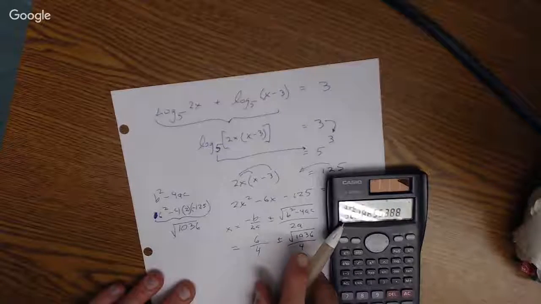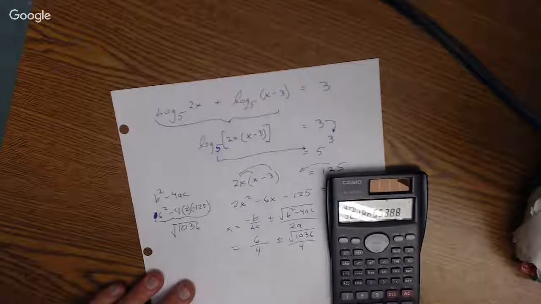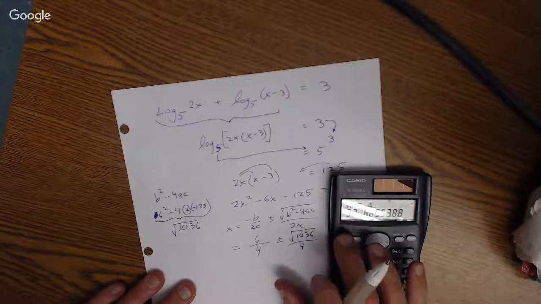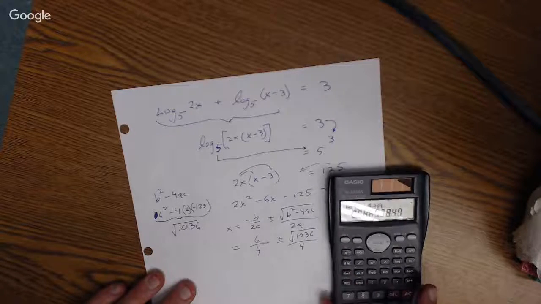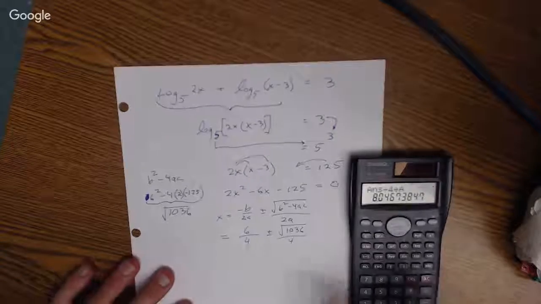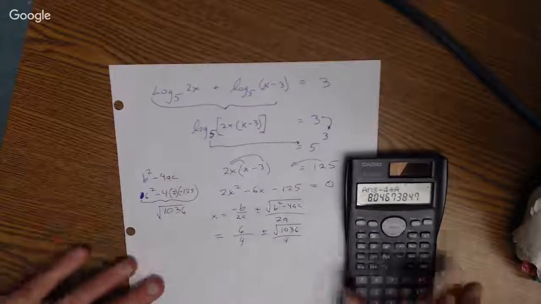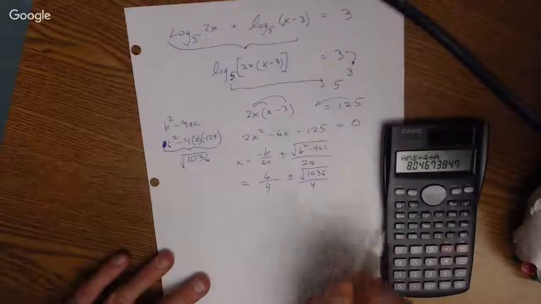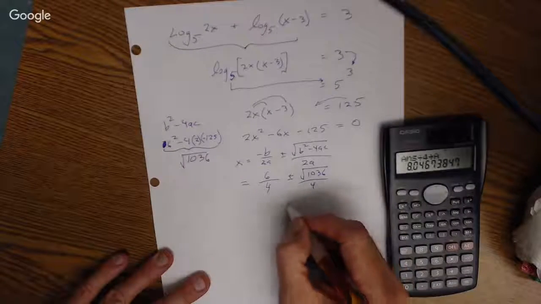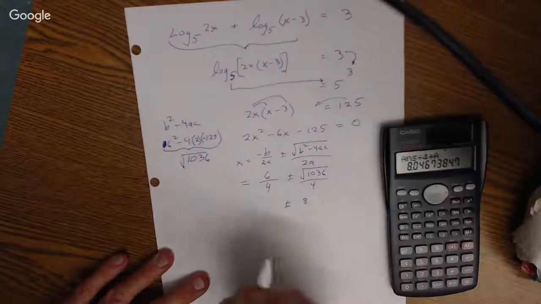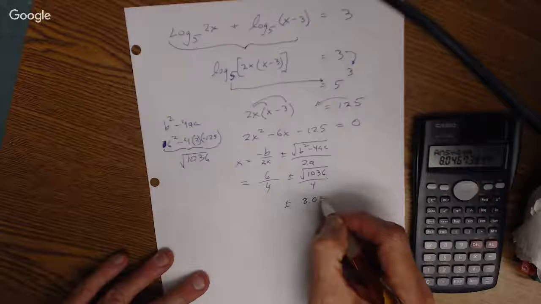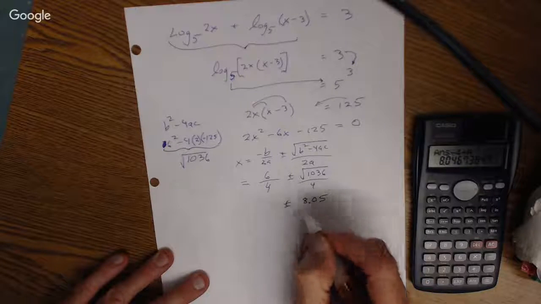So I took the square root of 1,036, and it's 32.18. I'm going to divide it by 4. I'm going to put it in memory, so I'll have it exactly. So I won't have to round here at all. There should be no rounding error at all. So I know that this part here, the plus or minus, is going to be 8.05 if I round it to 3 digits.